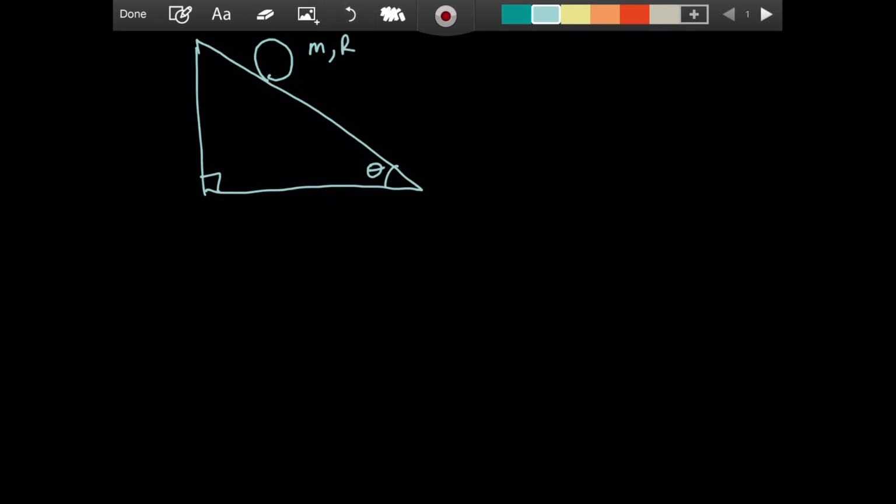Oops, sorry. And we're told that this ring is rolling without slipping. So what is the acceleration of this ring? And when we say the acceleration of the ring, what we actually mean is the acceleration of the center of mass. And let's say that this is a uniform ring, so the center of mass is at the middle. And it will be accelerating with a center of mass acceleration, which we will just call A. So what is this acceleration in terms of given quantities?